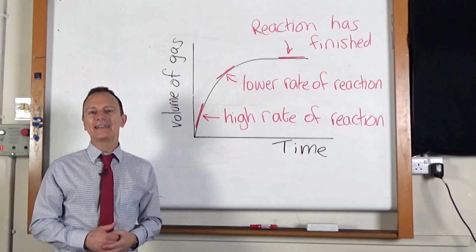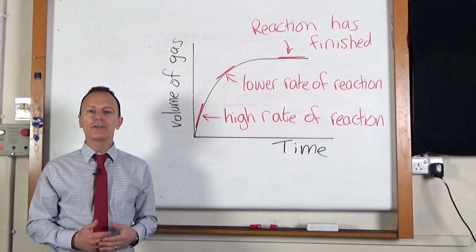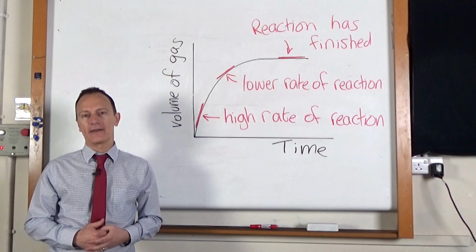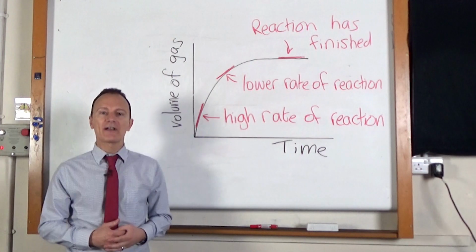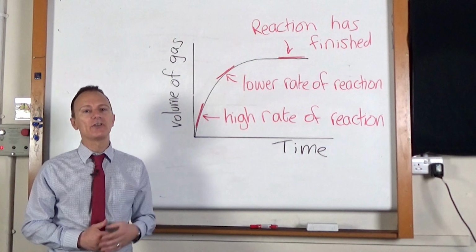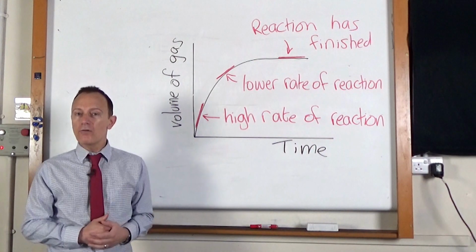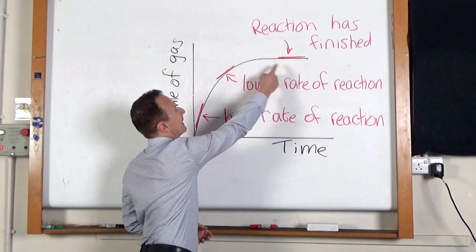As well as calculating the rate of a reaction, you can also use the gradient of a graph to give you an idea of how fast the reaction is going. So if we measured the volume of gas produced, say every 10 seconds using a gas syringe or an upturned measuring cylinder, we'd get, more often than not, a curved shape like this.